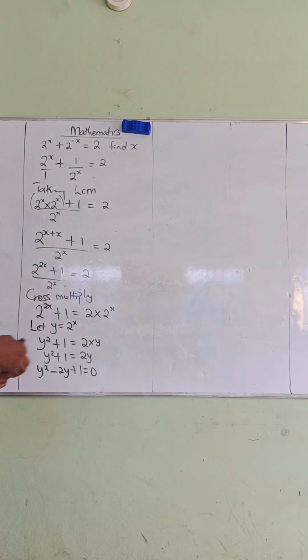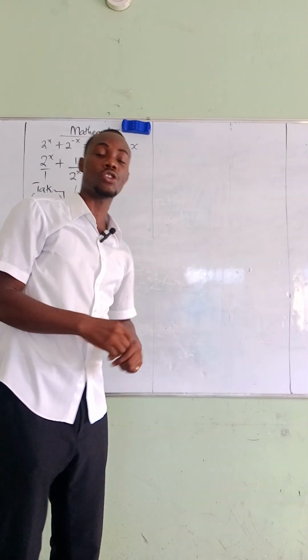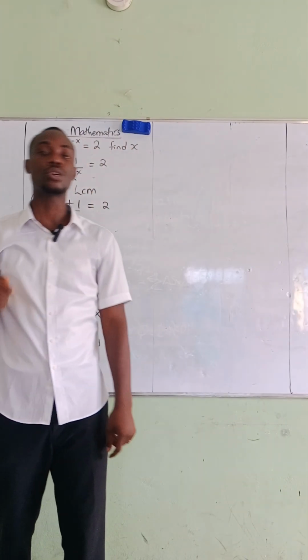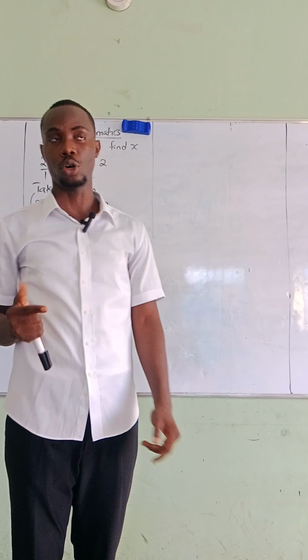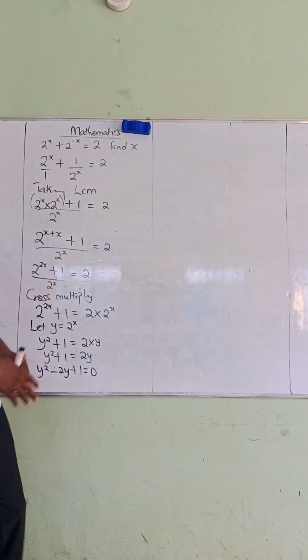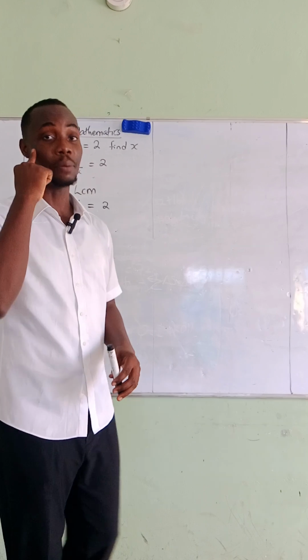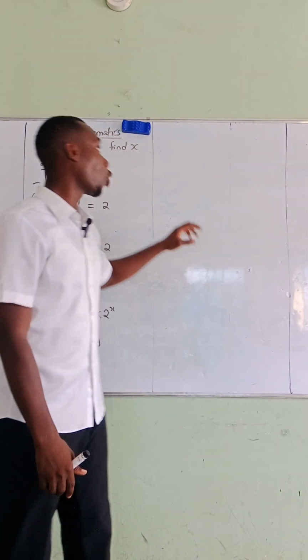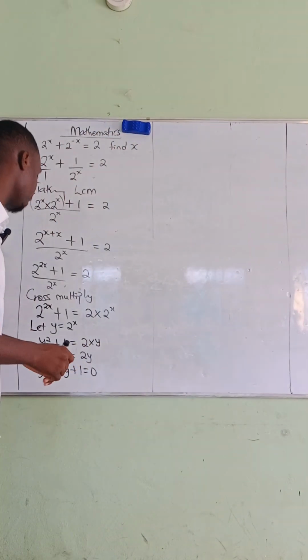And one of the ways is factorization. For a quadratic equation, you can solve using factorization. You can solve using the completing the square method. And finally, you can solve using the formula method. Some persons call it the almighty formula, but it's just the quadratic formula. So I'm going to use the factorization method.